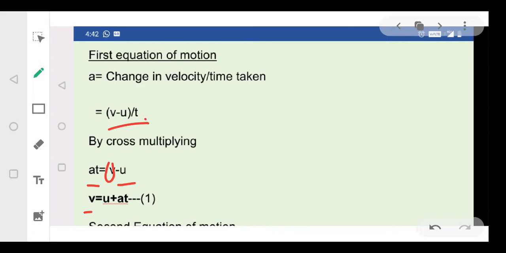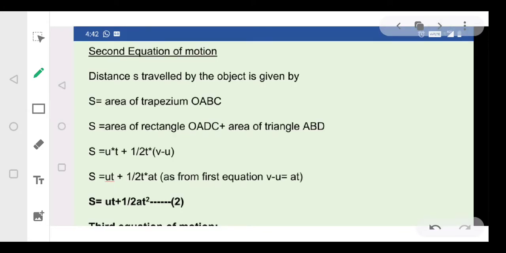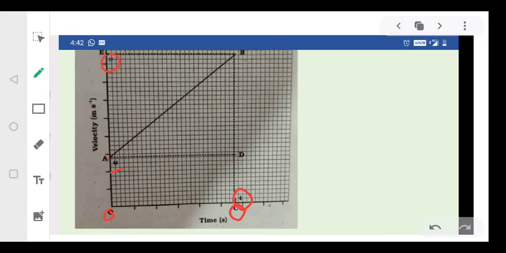Now let us come to second equation of motion. Second equation of motion we will derive by using distance travelled by the object. When we were doing graphical representation of motion, I taught you that if we have to find distance from a velocity time graph, we always take area under the graph. Now let us come back to that graph. In this graph, we have to find distance travelled by a body in time t.